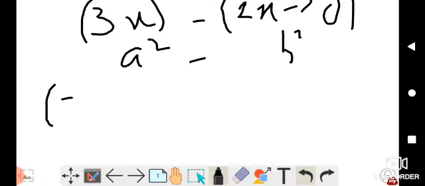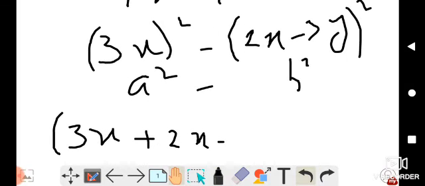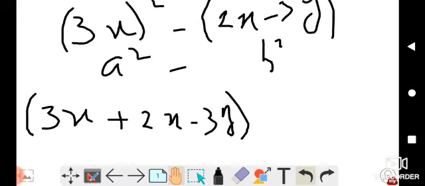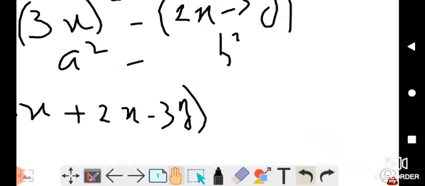So in one bracket, positive, write 3x, plus. Don't worry about plus or minus, you can write it. Now in this bracket, 2x minus 3y. This bracket is positive. Now the other bracket, the negative one, we write.